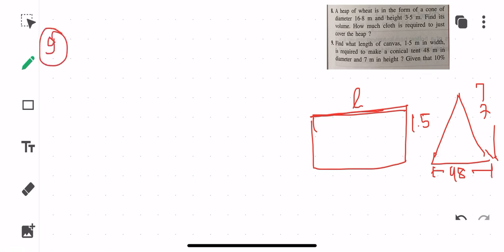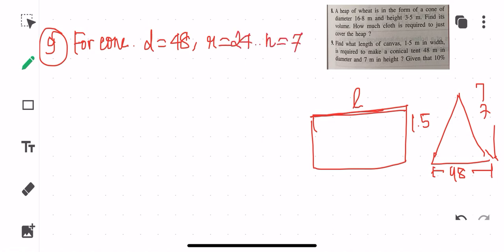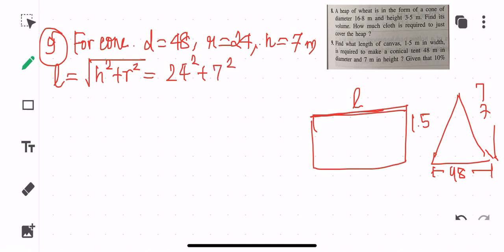So for question number 9, write down for cone, diameter is equal to 48, so it is understood that radius will be equal to 24. Height has been given as 7, and of course the units, children, this is meter. You have to write down the meter. So first we will be finding out slant height. Slant height will be equal to root over of h square plus r square. So this in turn is going to be equal to root of 24 square plus 7 square.